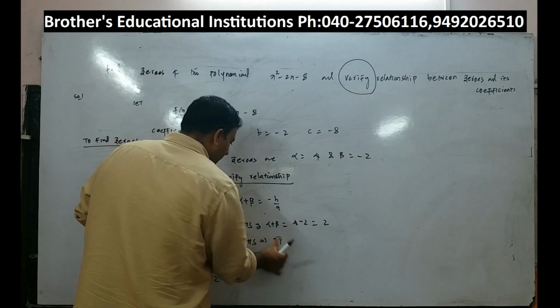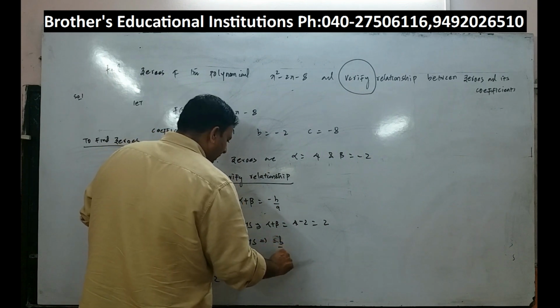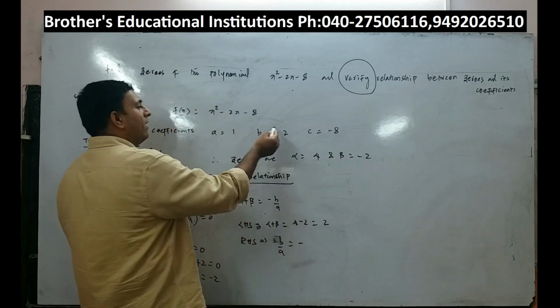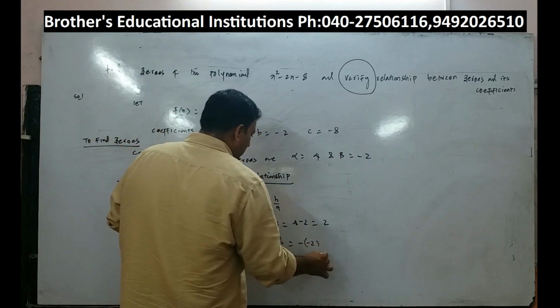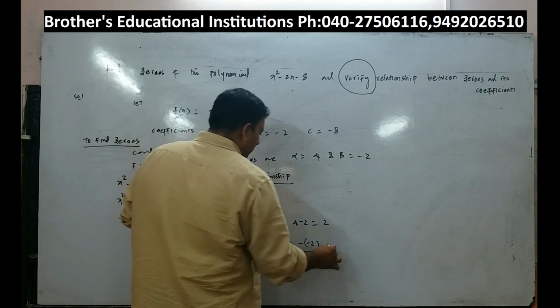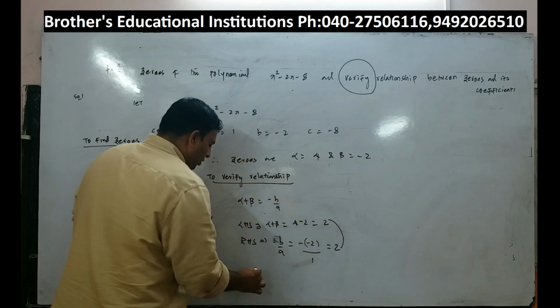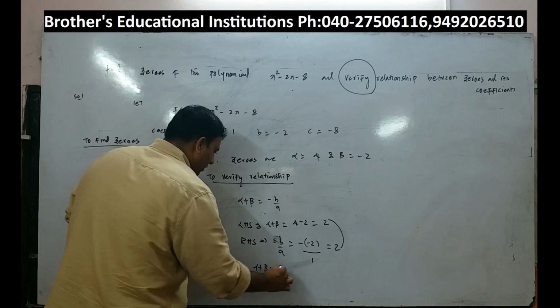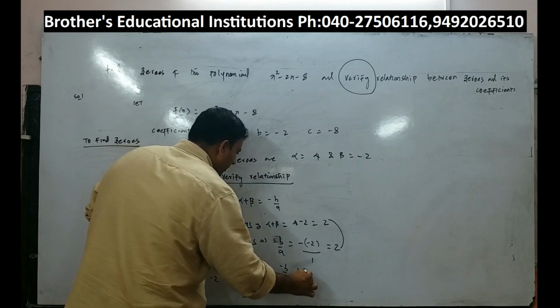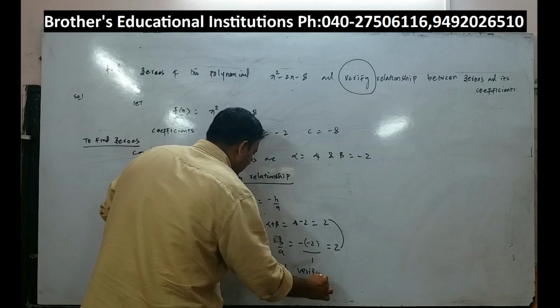Now RHS. What is RHS? Minus b by a. What is the b value you got? Minus 2. By what is the a value you got? 1. Minus of minus 2 is plus 2. So don't you feel both of them are same? So you write alpha plus beta is equal to minus b by a. Verified. The first relationship you have verified.